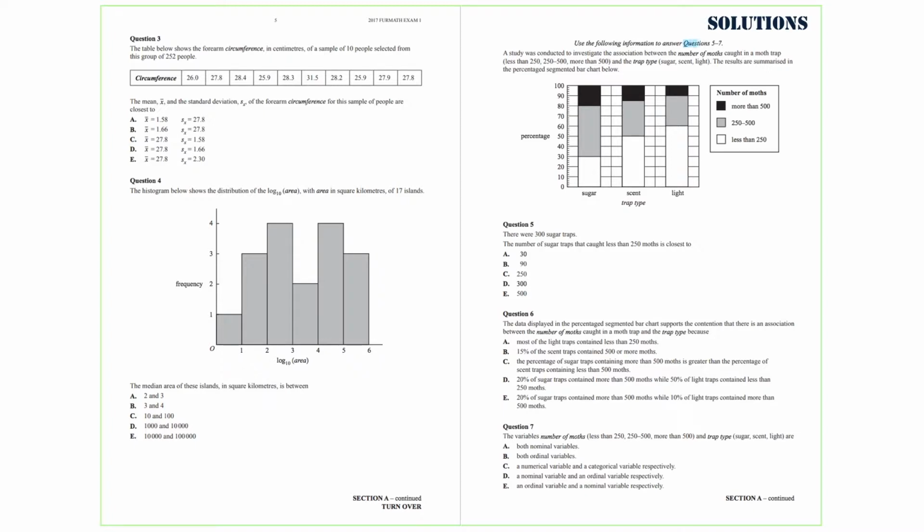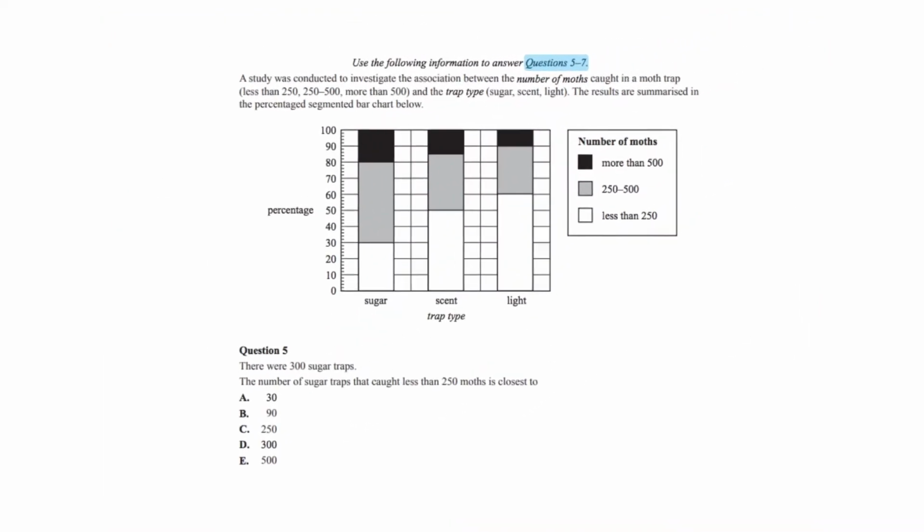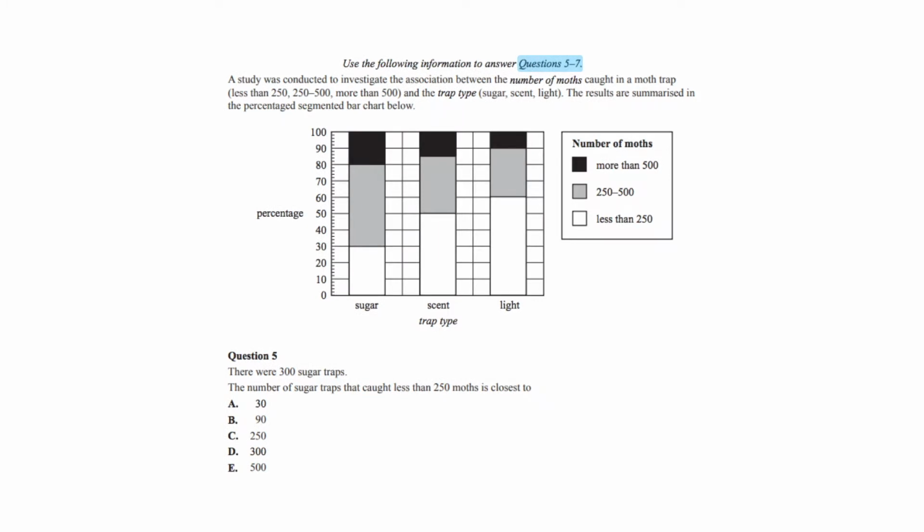Use the following information to answer questions 5 to 7. A study was conducted to investigate the association between the number of moths caught in a moth trap, less than 250, between 250 and 500, more than 500, and the trap type: sugar, scent, light. The results are summarized in the percentage segmented bar chart below. The question is also telling us that there were 300 sugar traps. We are asked to determine the number of sugar traps that caught less than 250 moths.